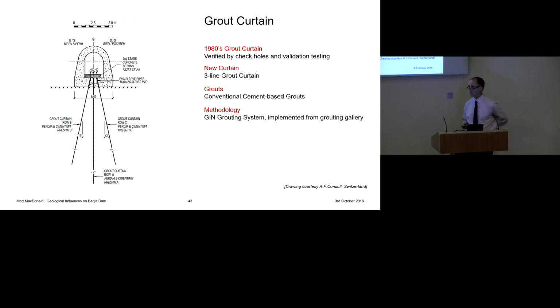So, as we've said, they'd already constructed in the 1980s a considerable portion of the grouting gallery, and they'd done the Grout Curtain over a reasonable section as well. So this previous work was verified by check holes, and I believe some additional work was done to upgrade it. The new curtain was a 3-line curtain, as you can see in the sketch there, with conventional cement-based grouts used to form the cut-off, and the GIN method was used to inject the grout.